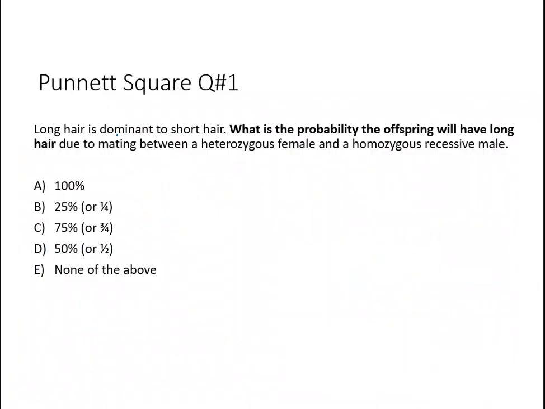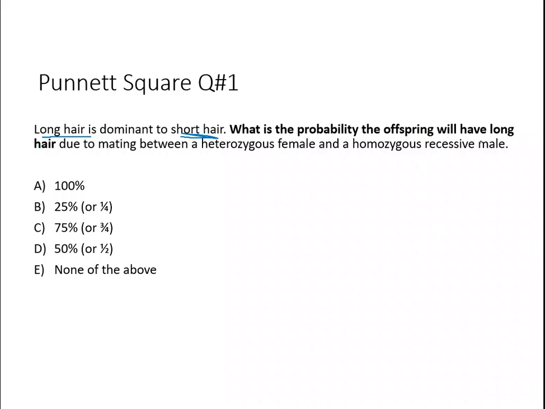So we will begin with this first Punnett square problem. So here we have long hair is dominant to short hair. So long hair is a dominant trait. So we know that. So we can represent the long hair with an uppercase letter. Any letter will do. And we can represent the short hair with the lowercase version of that letter. So what are we doing here? It is asking for the probability that the offspring will have long hair.